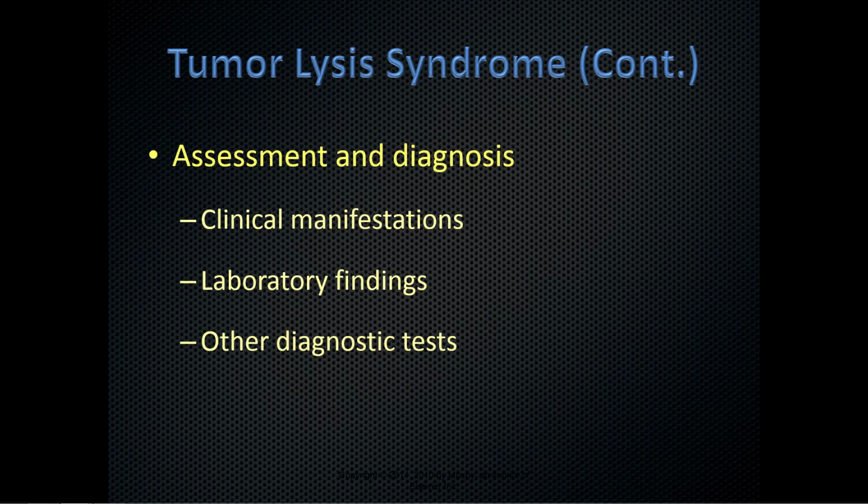Laboratory findings demonstrate electrolyte disturbances such as elevated potassium and phosphorus levels, and then decreased calcium levels. Uric acid levels are also increased. So elevated levels of BUN and creatinine and also decreased creatinine clearance can occur, and this indicates that the patient's kidneys are affected by the tumor lysis syndrome. Ultimately, this can lead to metabolic acidosis, and this is confirmed by obtaining an arterial blood gas.